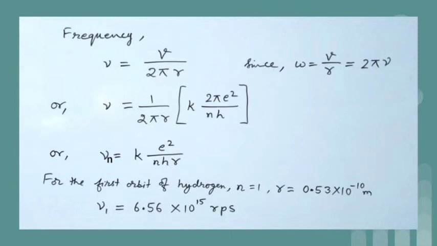For the first orbit of hydrogen, for which n is equal to 1, substituting the values of the constants k, h, e, and r equal to 0.53 into 10 to the power minus 10 meter, the frequency comes out equal to 6.56 into 10 to the power 15 revolutions per second.